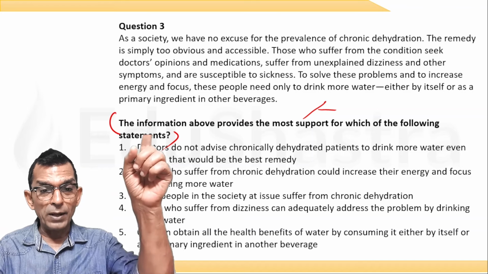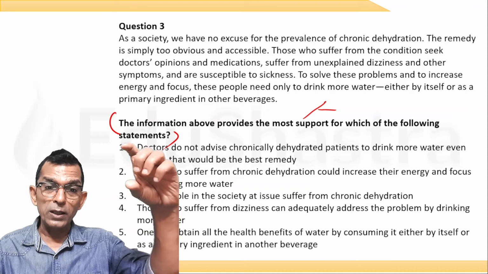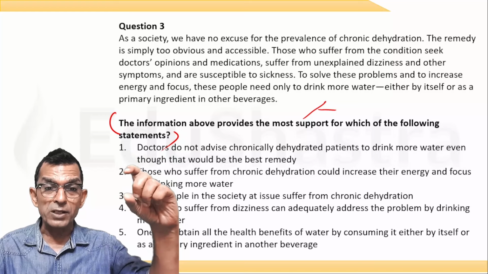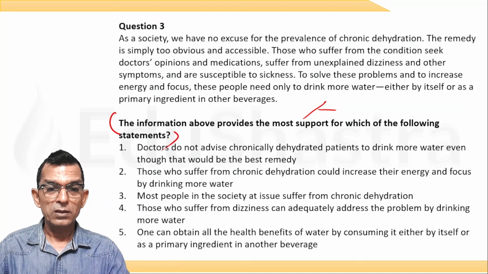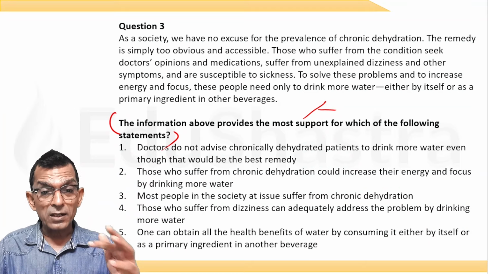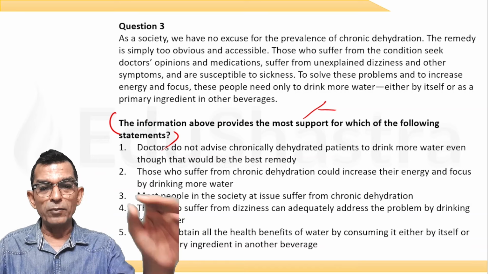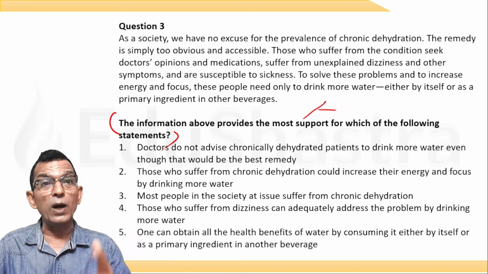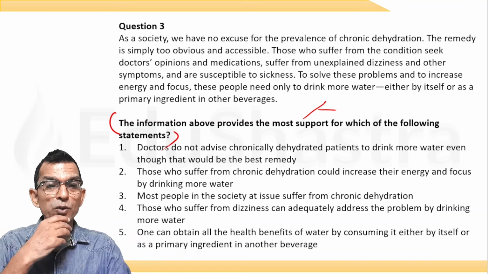The information above provides the most support. So the entire passage is the premise. You can draw a conclusion. Do you get my point? See, understanding the question and the terms is very important. If you don't understand the terms, you'll not be able to answer critical reasoning questions, even if you understand the passage well. Okay? Now you tell me.